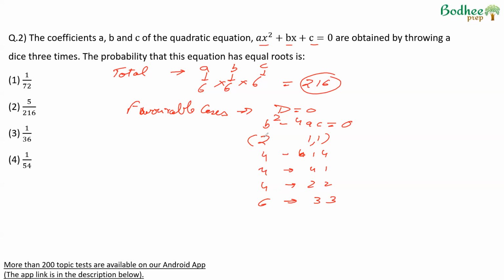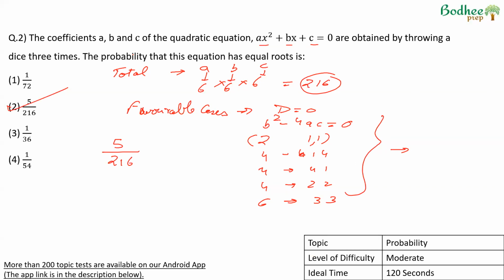So for these 5 cases where B, A, C are respectively 211, 414, 441, 422, and 633, we will have discriminant 0 and therefore exactly 1 root. And therefore number of favorable cases is 5. Total cases is 216 and therefore the probability becomes 5 upon 216. Again, I think a moderate level of difficulty question, basic concept in that sense, about 2 minutes to solve.